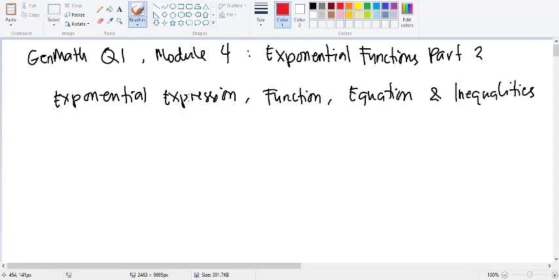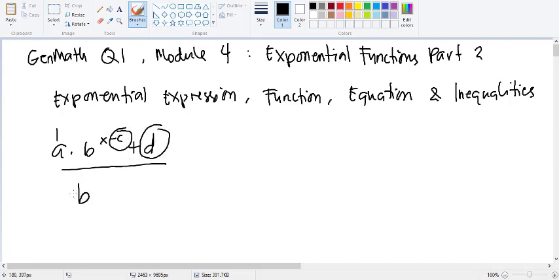and inequalities. An exponential expression is of the form a times b to the power of x minus c plus d. Almost the same as the transformation form of an exponential function. Actually, if you think about it, if a is equal to 1 and c is equal to 0 and d is equal to 0, then it will still go to this form, which is the basic form of an exponential function, right? So, this is why this is the main or basic or general form of an exponential expression.